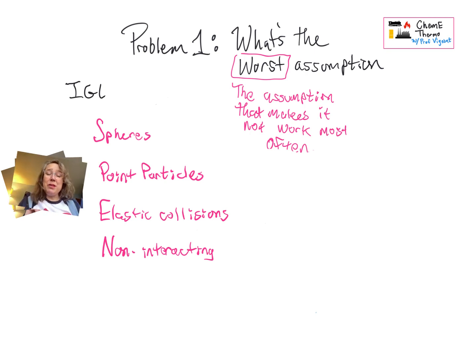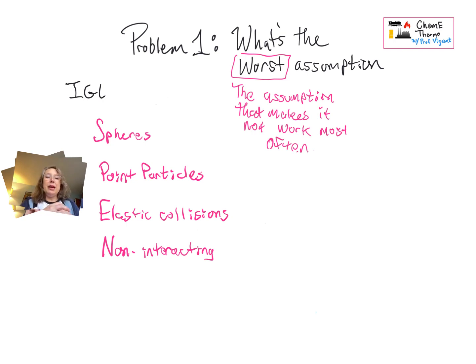Okay, you've had a moment to think about that, I hope. What do you think is the worst assumption? All of these are assumptions, right? So all of these, at some point, fail. Not everything has elastic collisions, but that's pretty good. Most molecules are not point particles, especially when you get into things like proteins or polymers. They are very, very much not point particles. So that's a big failing why you can't use the ideal gas law to describe, for example, polyethylene.